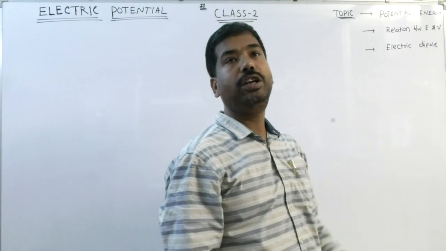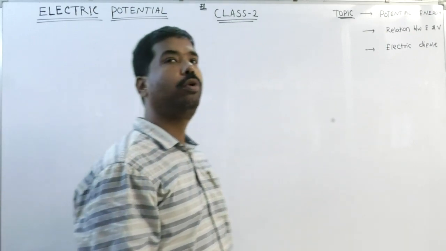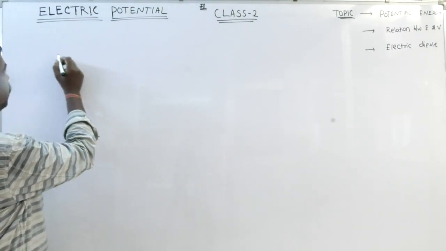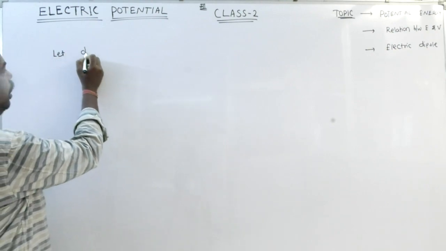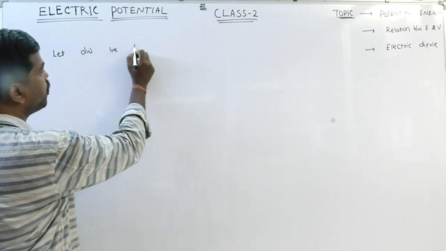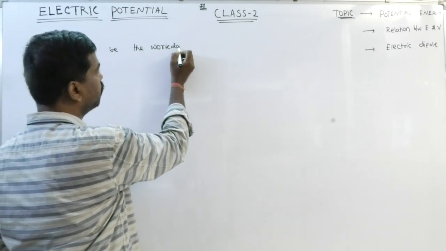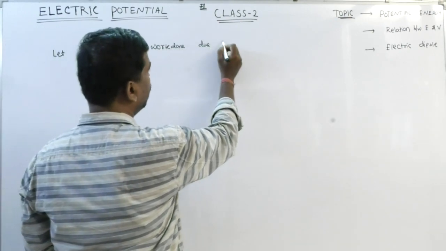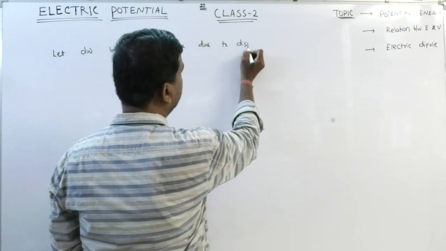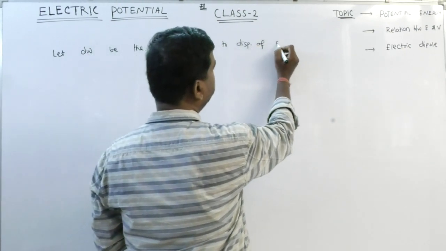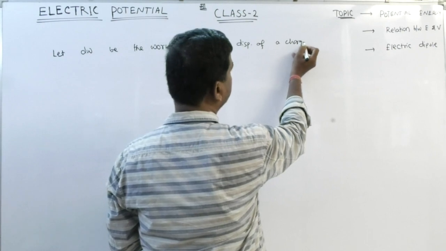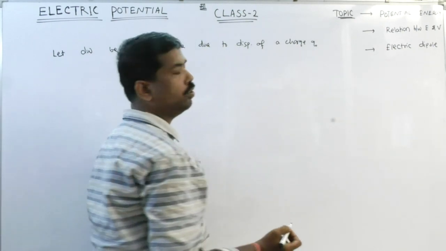Now the relation between electric field and the potential. Let dW be the work done due to displacement of a charge Q0.